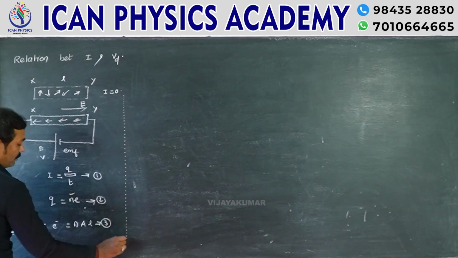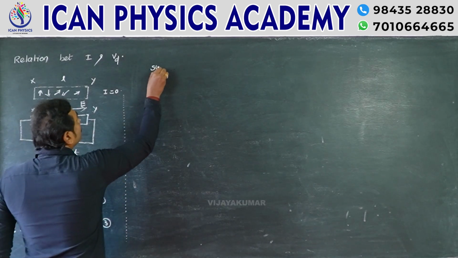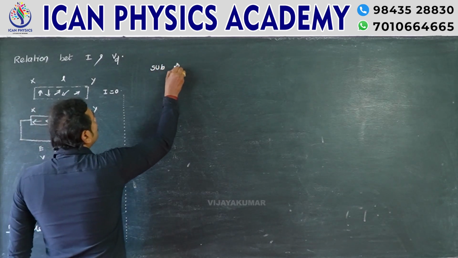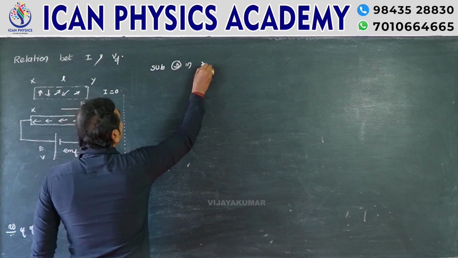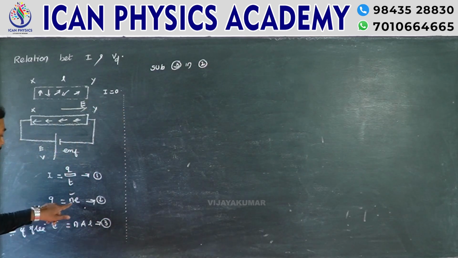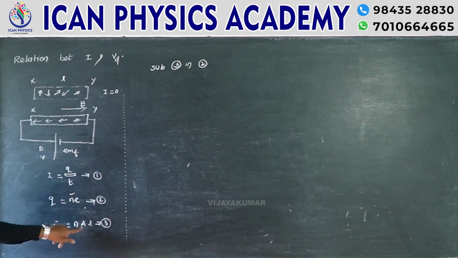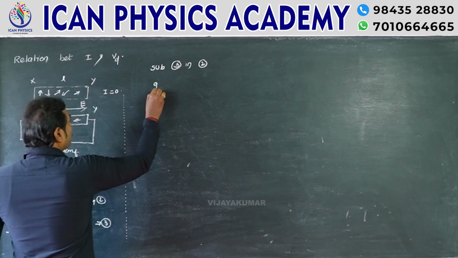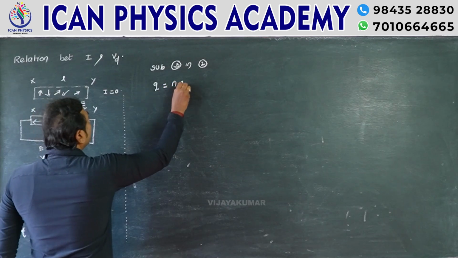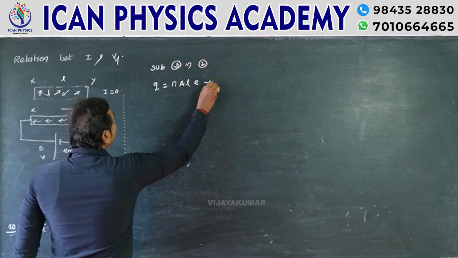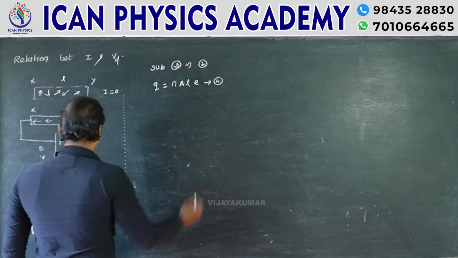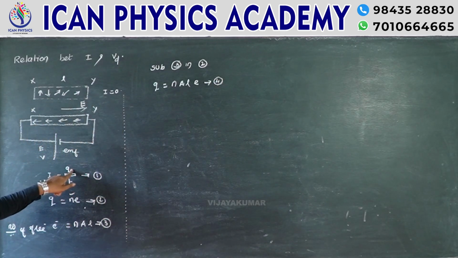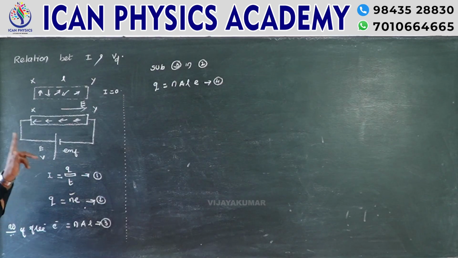Now substitute 3 in 2. So instead of N, we can substitute N, A, L. So Q equal to N, A, L into E. Now it's taken as equation number 4. So now we have calculated the value of the numerator. Now we have to calculate the value of the denominator.